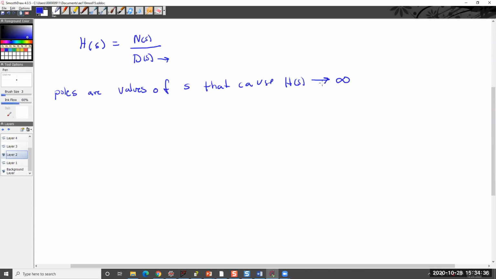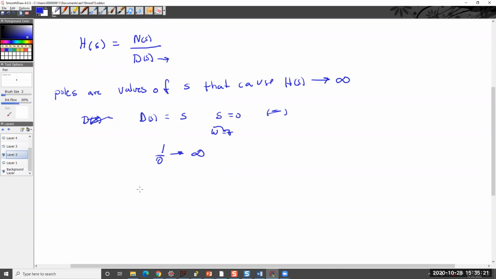So poles are values of S that cause H of S to go to infinity. So let's just say, I meant to say the denominator of S is S, right? So when S equals 0, omega equals 0, then 1 over 0 goes to infinity, okay? So this is just one way.